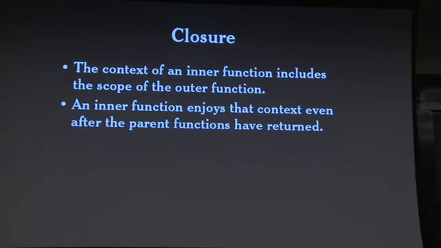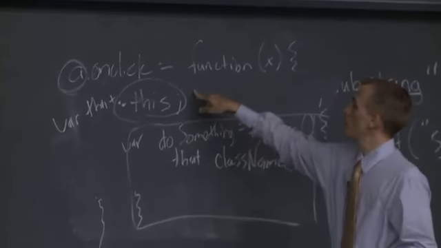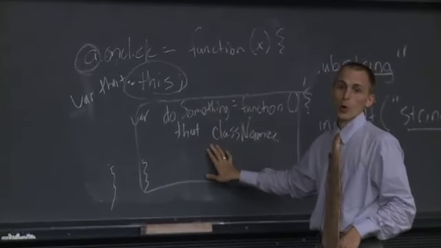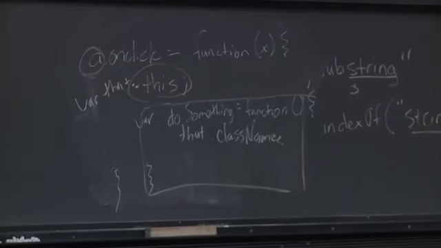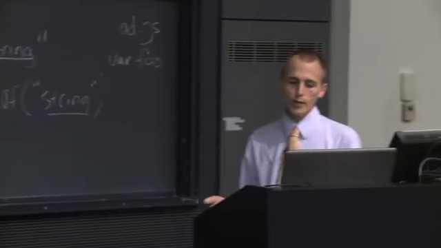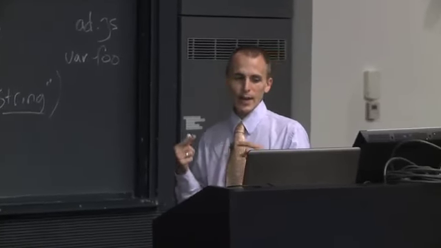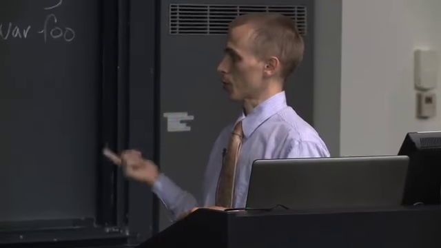The context of an inner function includes the scope of the outer function. In this inner function, you are also inside the scope of the outer. So if we had a var foo here, you'd be able to reference foo inside this function. The inner function enjoys that context even after the parent functions have returned.